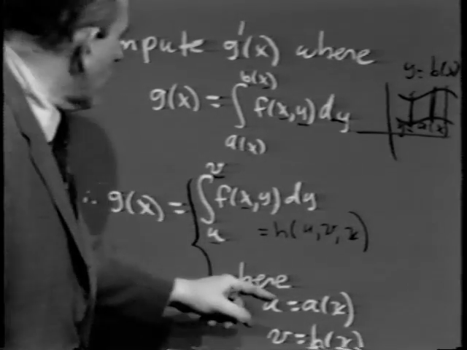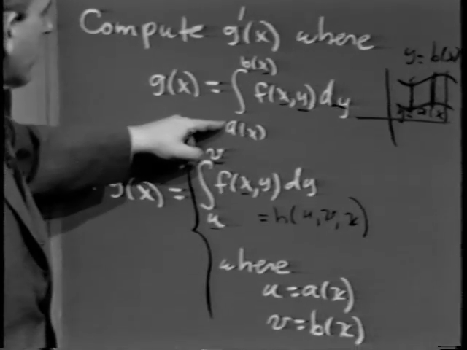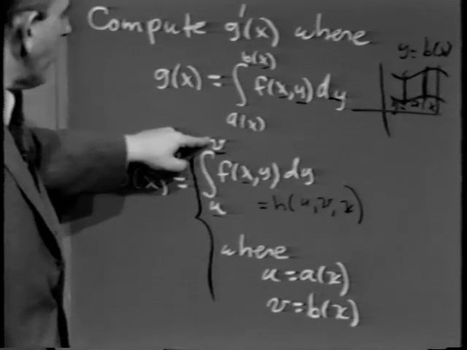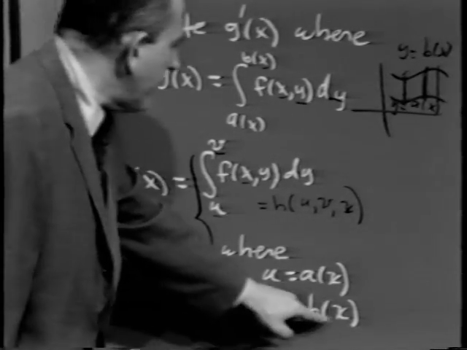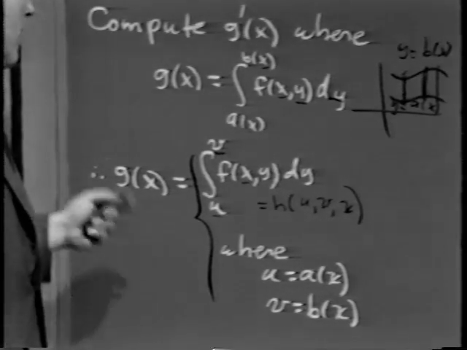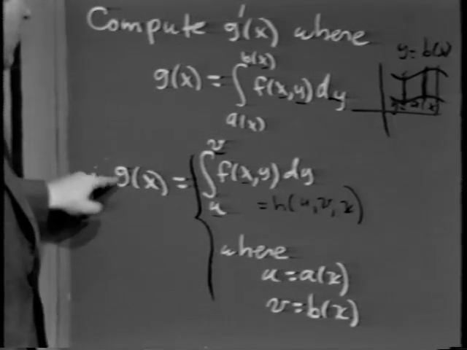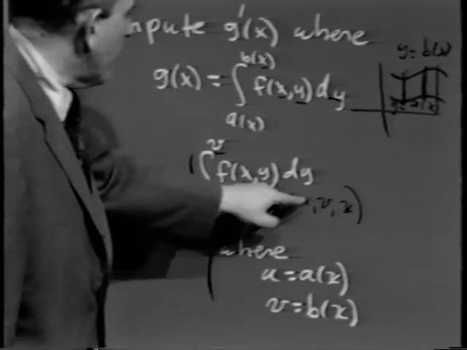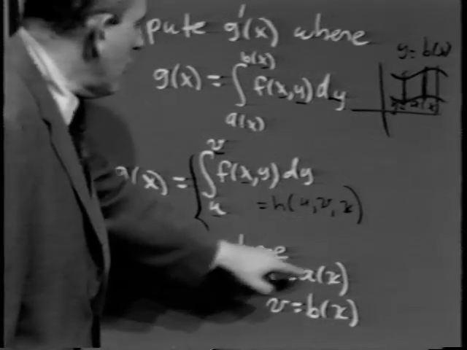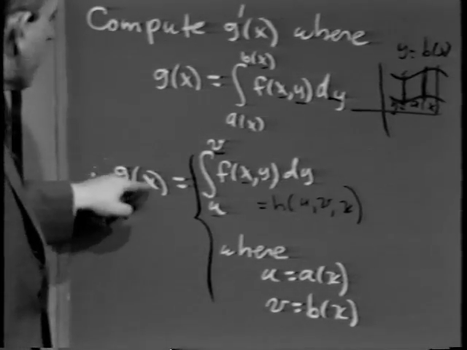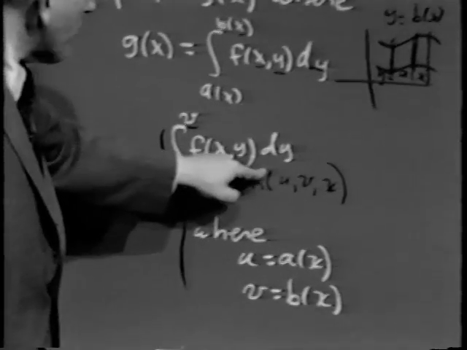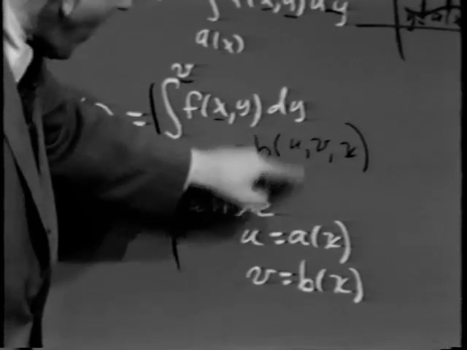The place that the chain rule comes in is that in our particular problem, u and v cannot be arbitrary, but rather u must be that particular function a of x, and v must be the particular function b of x. Consequently, g of x is simply what? It's h of u, v, x, where u is a of x and v is b of x. Consequently, to find g prime of x, what we want is h prime of x, as a function of x.